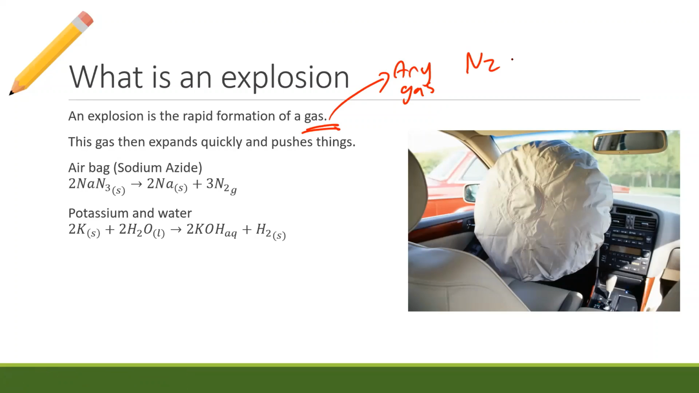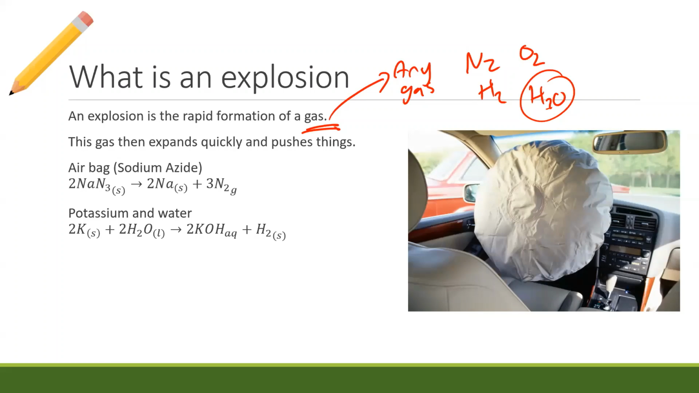It can be nitrogen, it can be oxygen, you could actually make hydrogen, you could even make water vapor. You can have a water explosion, like a steam explosion, which is a rapid expansion of steam, and they can be very dangerous too. But any explosion is just a rapid formation or expansion of gas. This gas then expands quickly and pushes things. And that's what makes explosions either really good or really bad.